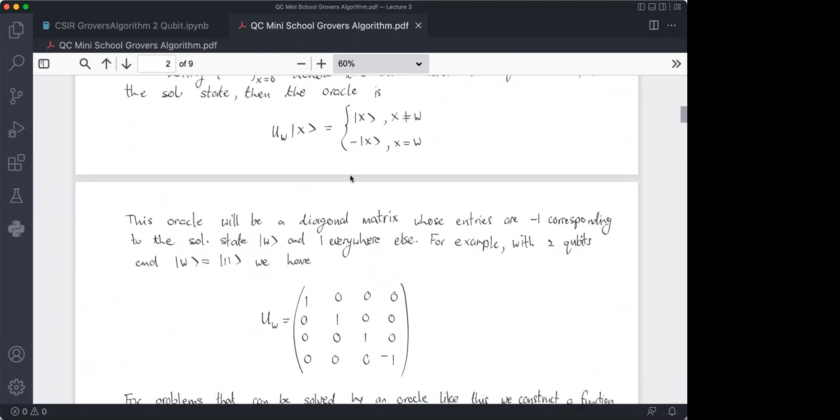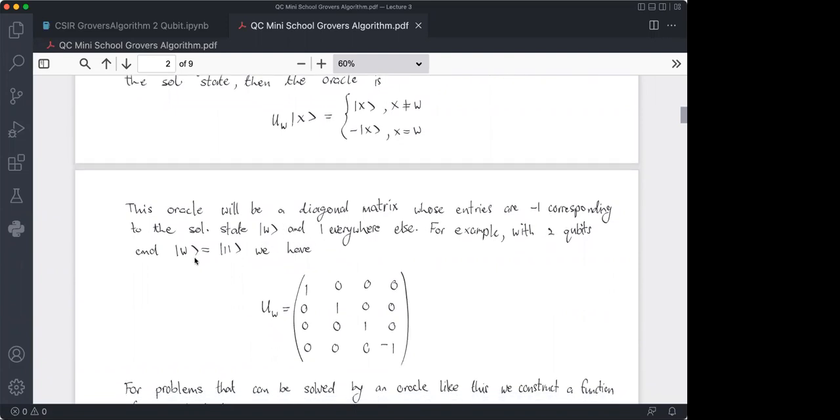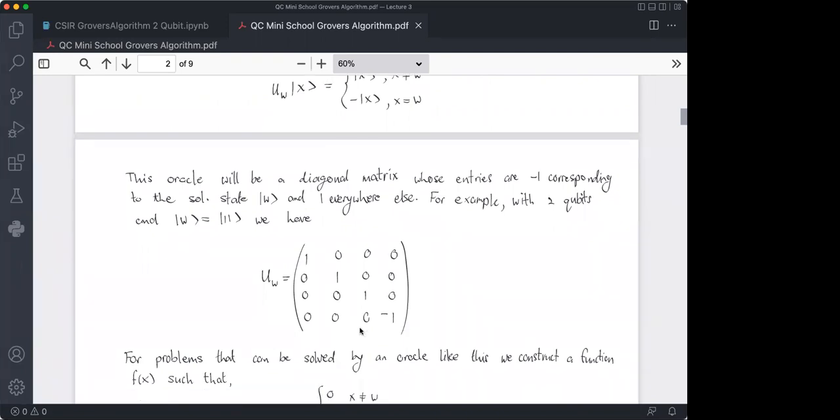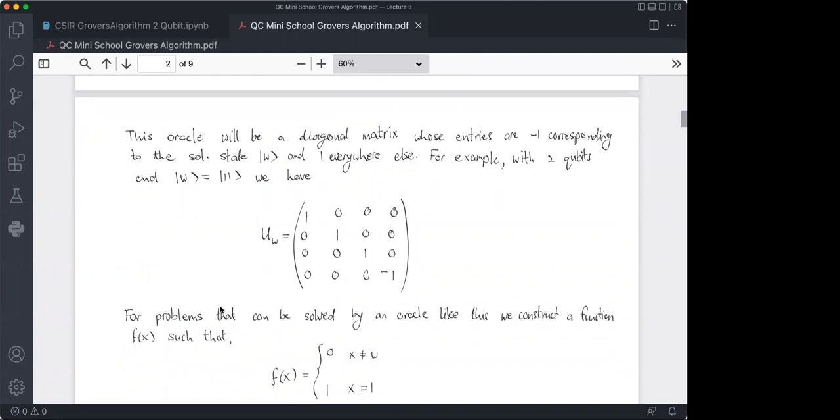If you were to look at this oracle specifically, it would be a diagonal matrix whose entries are -1, which corresponds to the state that is our solution, and 1 everywhere else. So for 2 qubits, if we want the winner state or the solution state to be just 1, 1, then this will be what the oracle looks like. And of course, if you know any quantum computing, this is just a matrix representation of a controlled Z gate.